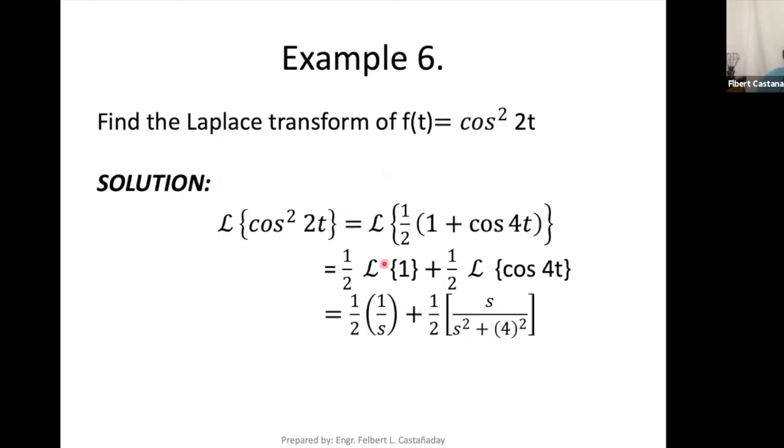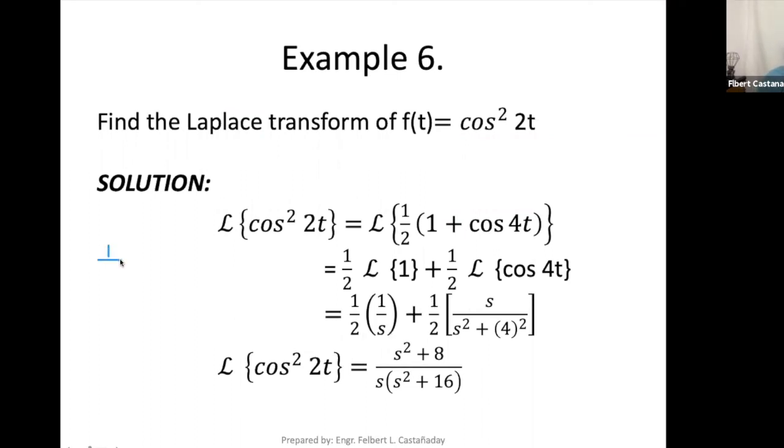The Laplace of 1 is 1 over s, and the Laplace of cosine 4t is s over s squared plus 4 squared. Now, putting them into one fraction, we have 1 over 2s plus s over s squared plus 4 squared. Just to show you why it became s squared plus 8 over s times s squared plus 16, let me get my pen. We can factor out 1/2 and combine the 1 over s.